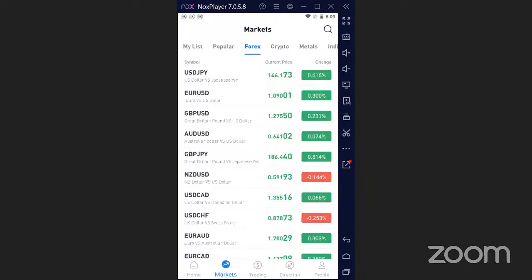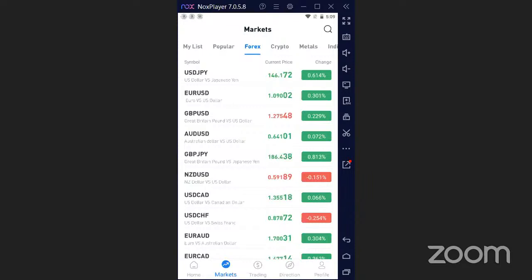So under these major currency pairs, we have the USD, we have the euro, we have the GBP, we have the JPY, we have the CAD, which is the Canadian dollar, we have the NZD, the New Zealand dollar, we have the CHF, then we have the AUD.